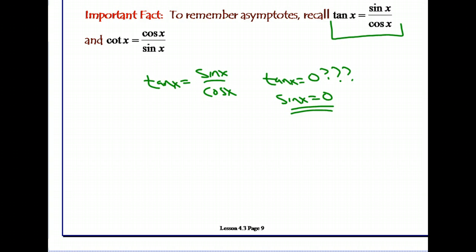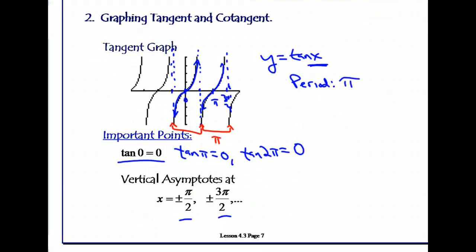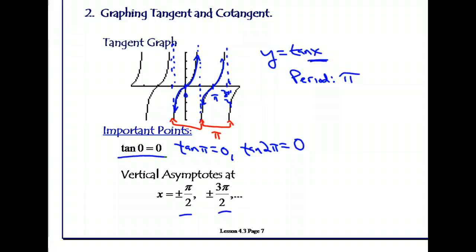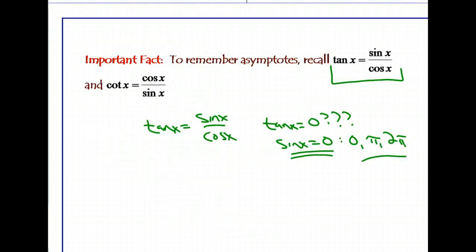Then you think through your sine graph, which hopefully you're very familiar with. What does a sine graph equal 0 at? 0, pi, 2 pi. All right, let's look back and see if that agrees with what we just said. Look at that. The tangent, like the sine, is 0 at 0, pi, and 2 pi. Why would that be? Because tangent is the sine divided by the cosine.